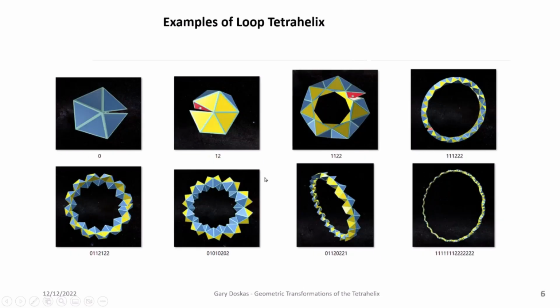And this is a sample of some of the loop Tetrahelix that I come across. You'll notice that there's always this gap that results that will never precisely line up for any of these loop Tetrahelix.